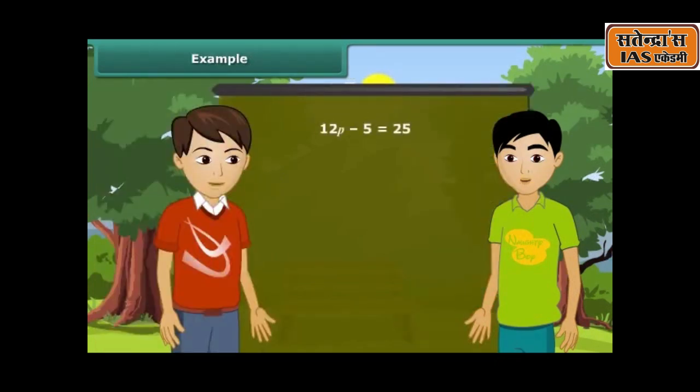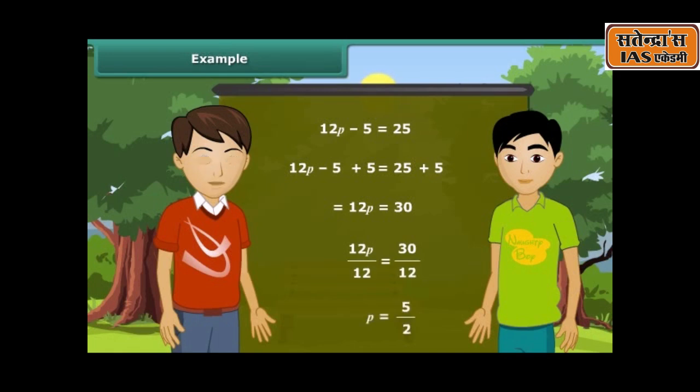Ajay, can you solve this equation? Yes. To get p on the left-hand side, we will add 5 to both the sides. We get 12p = 30. Now divide both sides by 12. We get the answer p as 5 upon 2. Very good. Do you know that we can solve these problems by transposing also? What is transposing? Come, I'll explain to you.